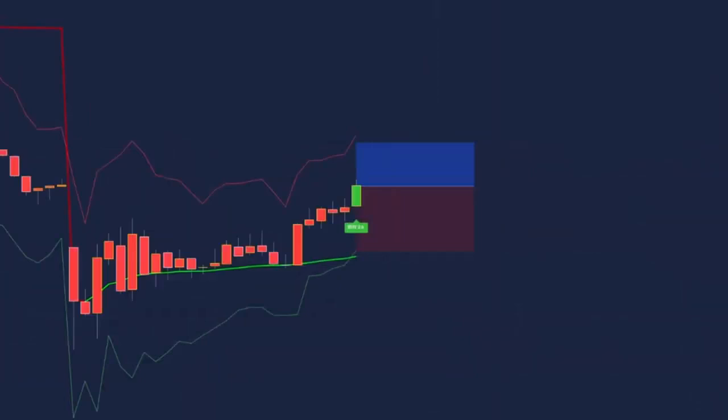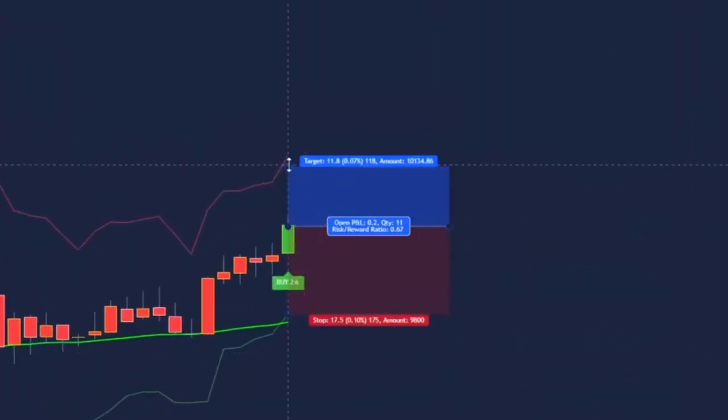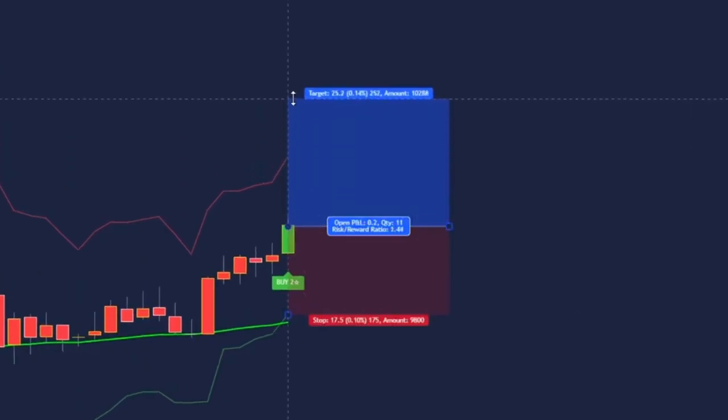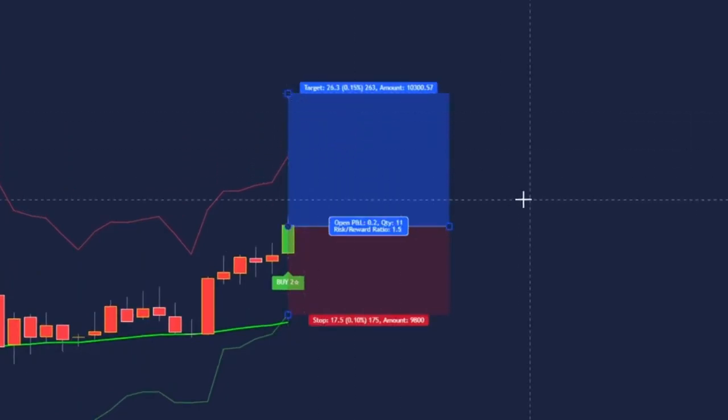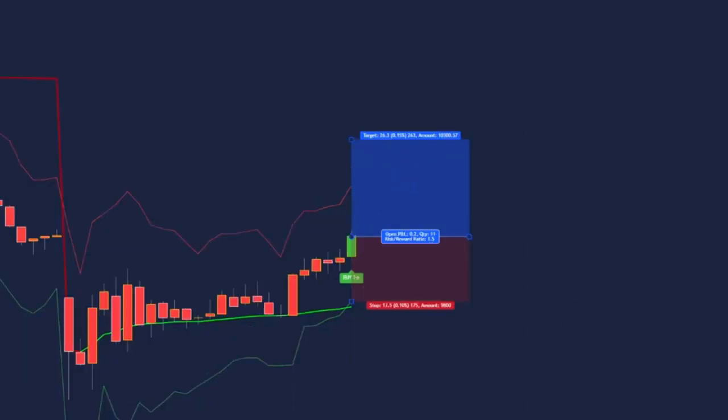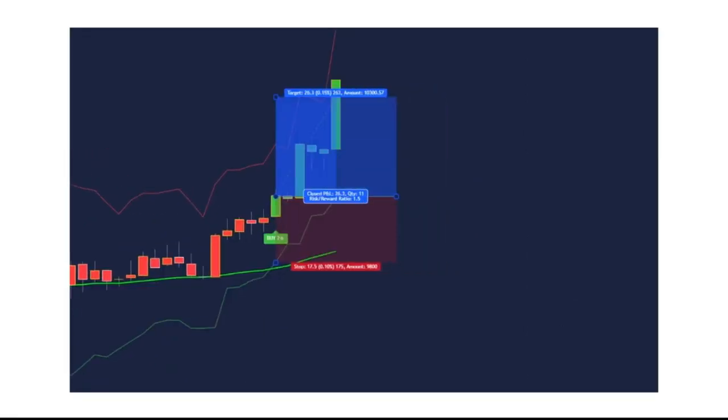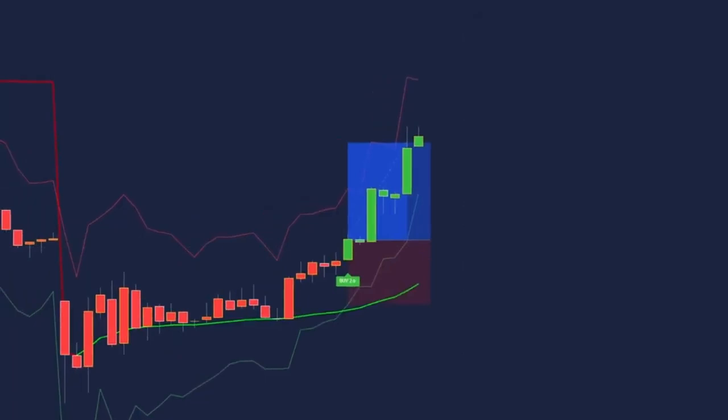From here, we can target a 1.5 risk to reward ratio, and you can also target a 2 risk to reward, but I have had more consistent results with a 1.5 target. So let's enter the trade and see where it hits. And as we can see, the trade hit our take profit nicely.